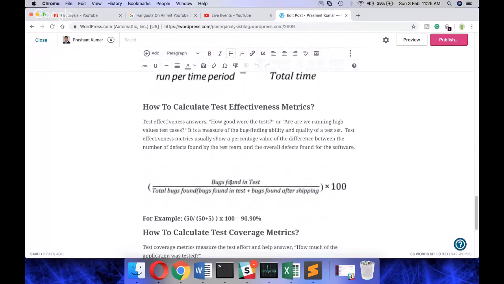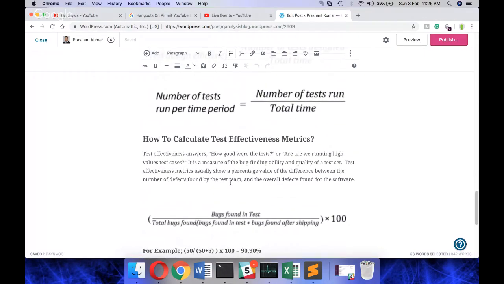So how do we calculate the test effectiveness matrix? I'll tell you with an example over here. Total number of bugs found in test, divided by total number of bugs found in test plus bugs found after shipping, into 100, gives you the idea of test effectiveness. Let's discuss it in detail. Bugs found in test means all those valid defects which have been identified by the software testing or QA team, or business analyst as a part of testing, and which were accepted by the development team. Yes, it is a bug, and they might have fixed it or deferred it, whatsoever it is.